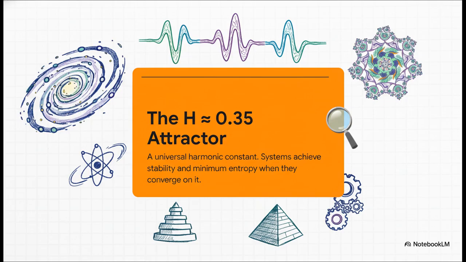It's like a universal harmonic constant. It's the sweet spot, the point where systems achieve maximum stability, maximum coherence, with the least amount of wasted energy or entropy. You can think of it as the universe's natural resonant frequency, its own tuning fork.